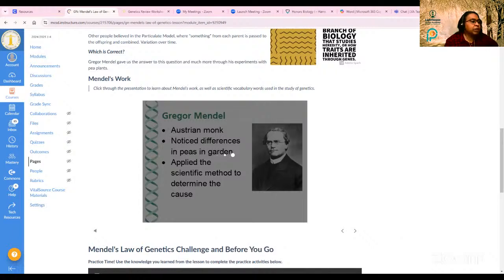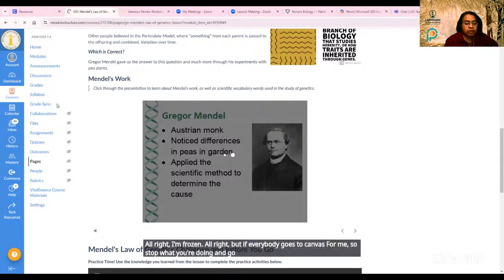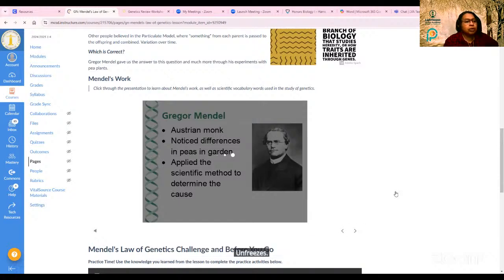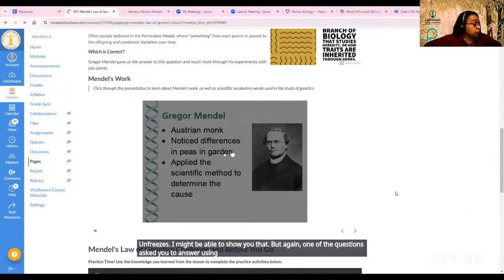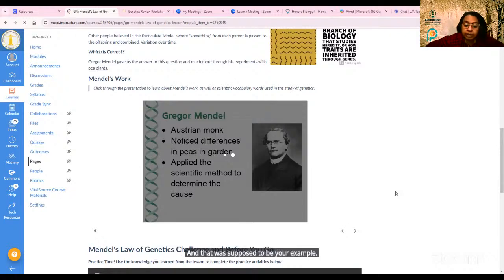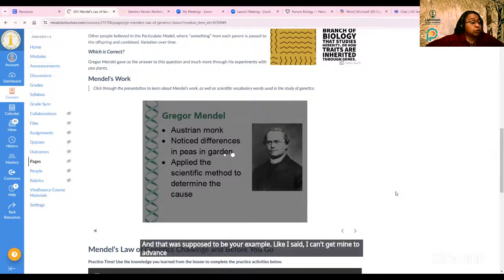All right, but if everybody goes to Canvas for a minute, so stop what you're doing and go to Canvas and look at this one and go through this slideshow. This slideshow answers a couple of the questions on that worksheet, and when mine unfreezes, I might be able to show you that. But again, one of the questions asks you to answer using the flower as your example. So you were supposed to use P, capital P, lowercase p. You were supposed to talk about genotype and phenotype, and that was supposed to be your example. Like I said, I can't get mine to advance, but you make sure you pull, oh, there it goes.